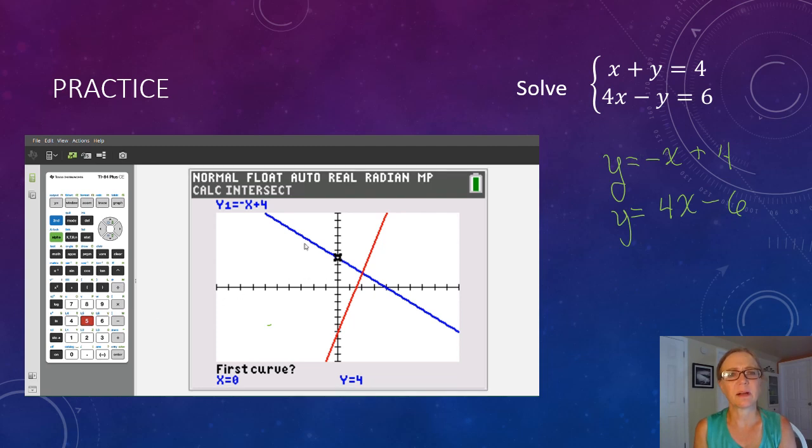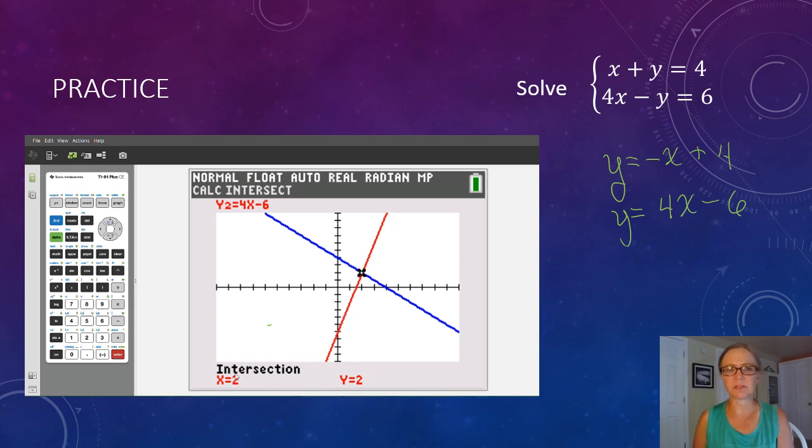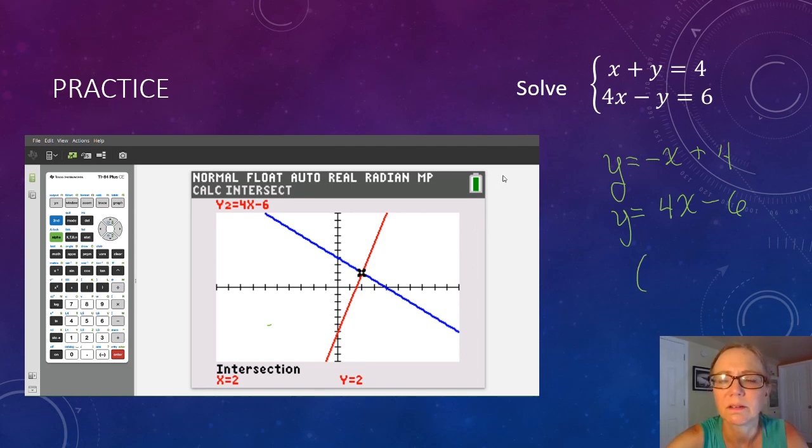First curve, Y1, enter. Second curve, Y2, enter. Make a guess, hit enter, and we can see that the point of intersection is 2, 2. 2, 2, and that's called the solution of that system.